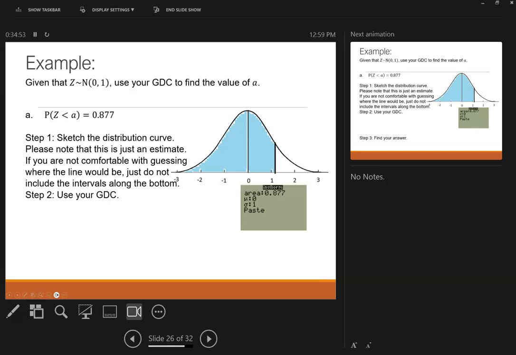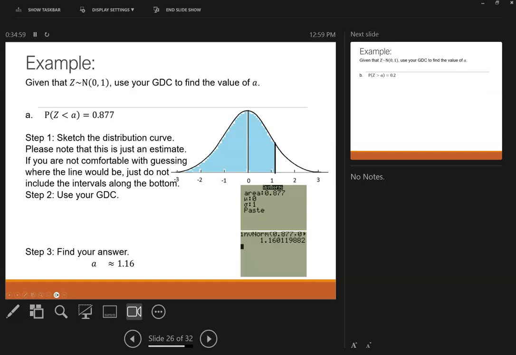So I'm going to pick inverse norm, enter in the area under the curve with the mean and standard deviation, press enter, and I get 1.1, which is right about where I drew that. It's almost like I found the answer first and then drew the picture so it would match. I didn't do that though. That was a pure guess.